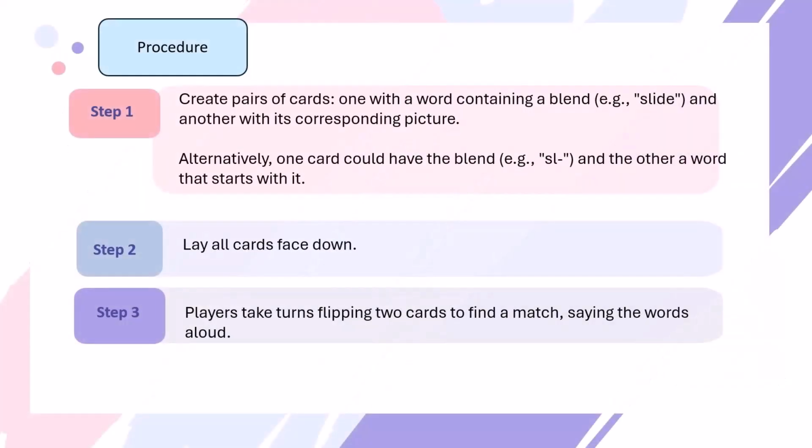How to play the game? We need to create pairs of cards, one with a word containing a blend and another with its corresponding picture. Alternatively, one card could have the blend and the other a word that starts with it. Lay all cards face down, and the players will take turns flipping two cards to find a match, and when they do, they will say the word aloud.